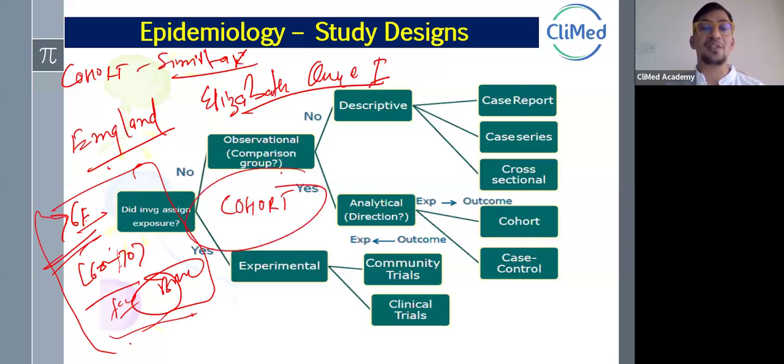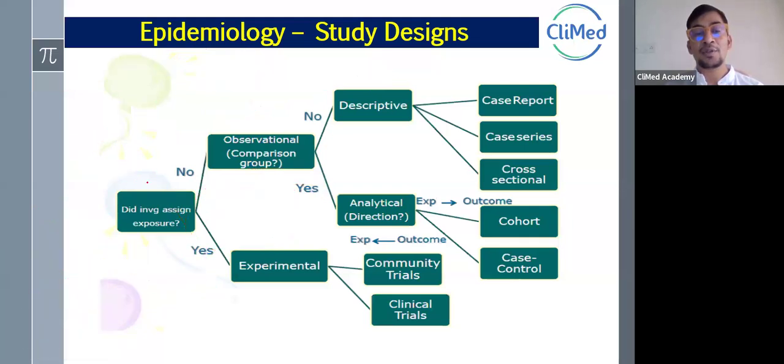Cohort means they are similar. Cohort does not mean that they were the security team or something. Cohort means they had similar characteristics. So that's how cohort studies came, right? And the direction is exposure to outcome. Exposure to outcome, right, guys?